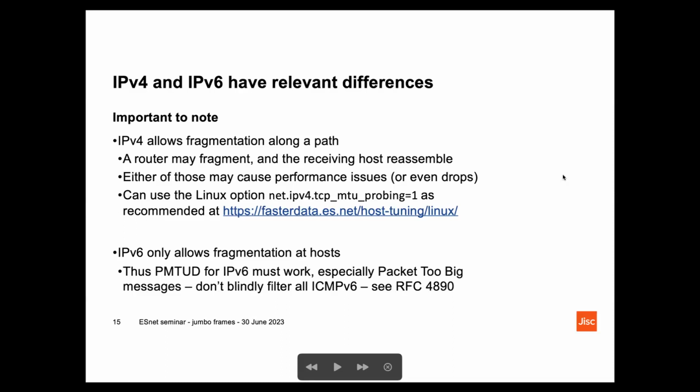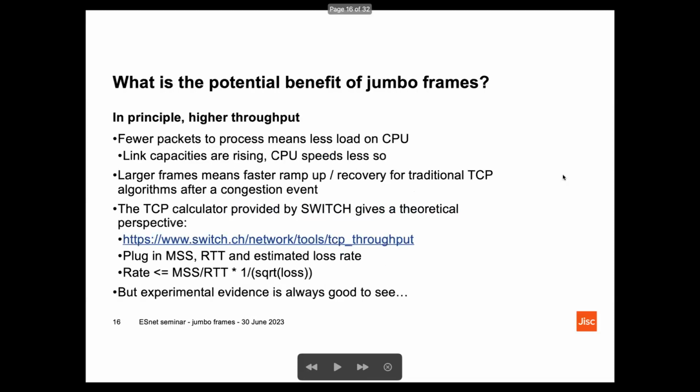We have come across examples on Janet, particularly Queen Mary, who I mentioned as one of the sites that use jumbo frames. When they initially started, their campus firewall was dropping all ICMPv6, which obviously caused problems for them. But that's now resolved, but you do see this happening.